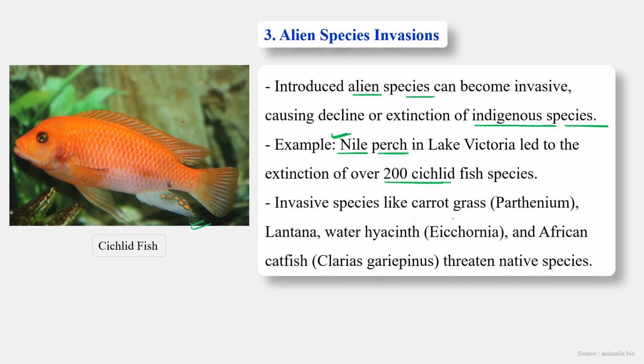Similarly, in plants also, Parthenium, which is also known as carrot grass. This Parthenium comes with wheat along with other grasses. When we import wheat varieties from Western countries, this grass also comes along with the wheat.